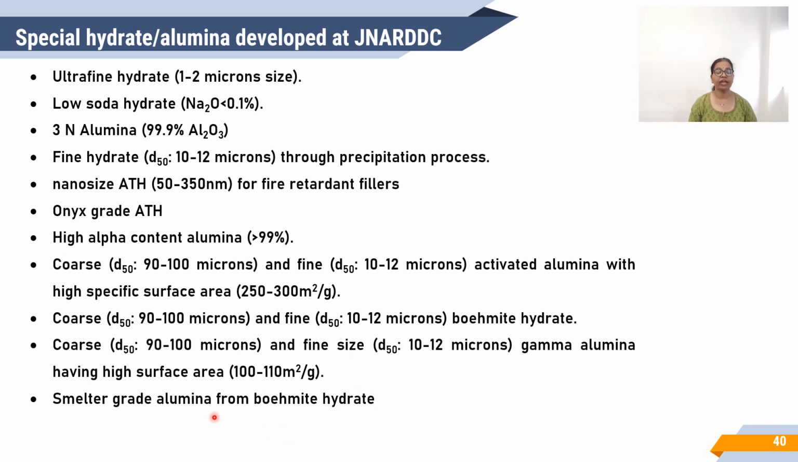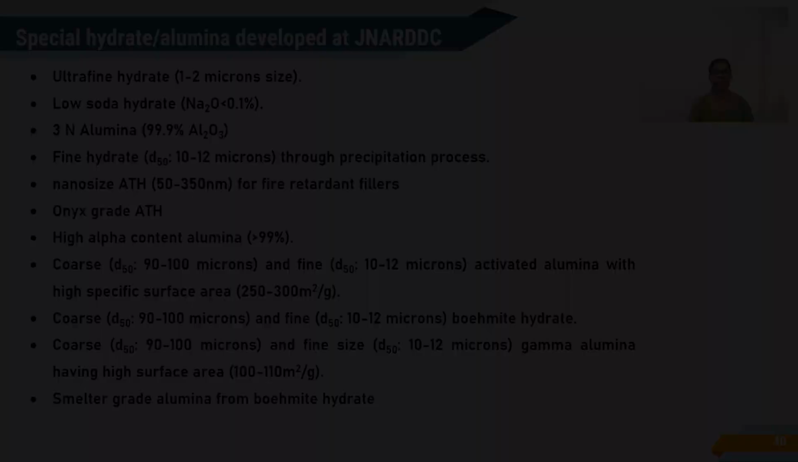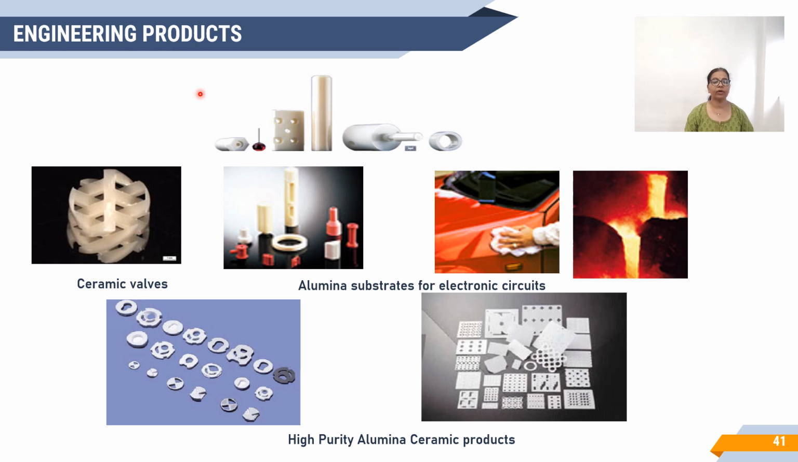A patent has been granted to us to produce smelter grade alumina from boehmite hydrate. So these are various achievements of JNIDDC, where we have produced special hydrate and alumina in various capacities. These are engineering products which we have made. Generally the high purity aluminas, the special products, can be used in special applications such as ceramic walls and alumina substrates for electronic circuits. They are used in high purity alumina ceramic products.